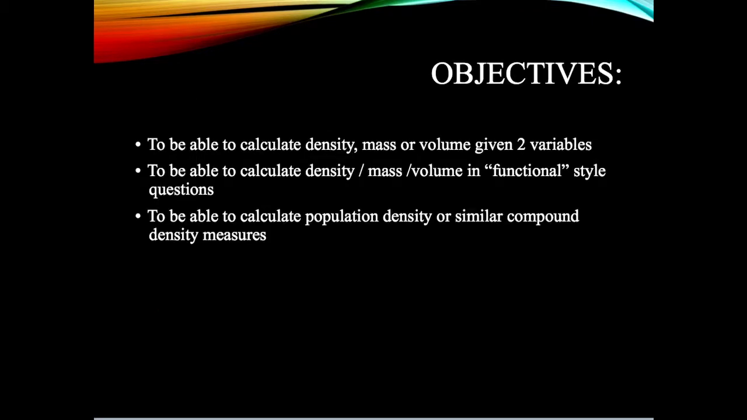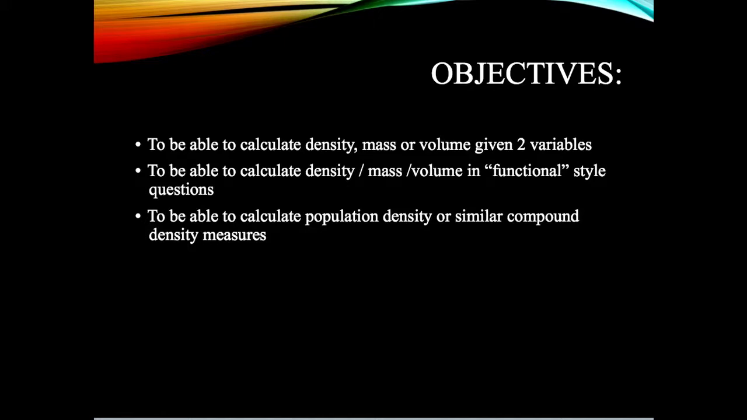Okay, what are we going to do in this video? Well, we're going to be able to calculate either density, mass or volume if we're given two of these three things. So given two of them, we'll be able to calculate the other. We're also going to look at density, mass or volume in a more functional kind of way. And finally, we might look at population density or some other similar compound density measures. They're actually all very, very similar in terms of the way that they work.